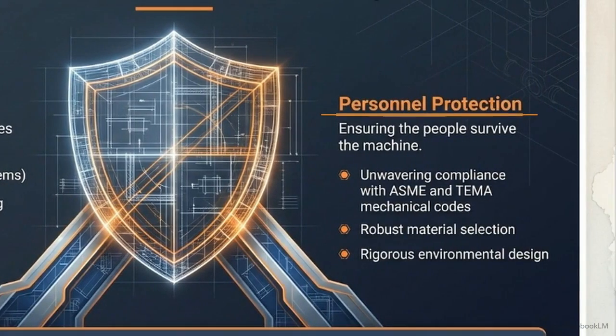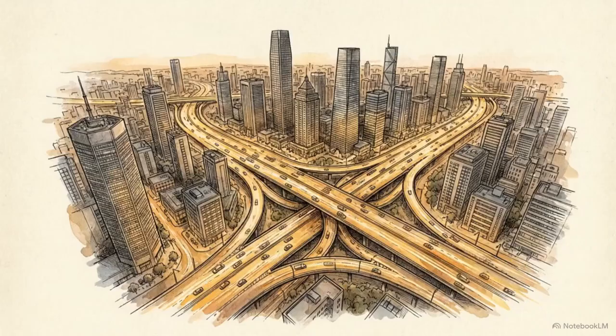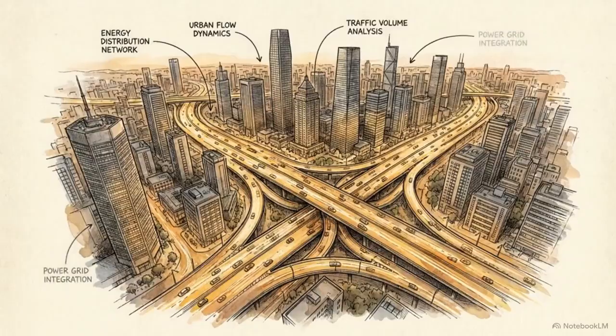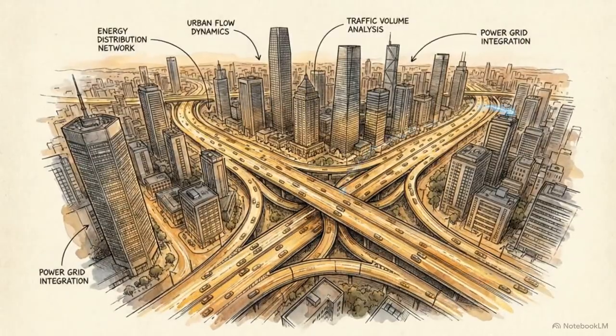This comes down to 3 rules. First, successful engineering is a reverse timeline, starting with the end goal. Second, long-term efficiency is pre-calculated by matching every machine to its best efficiency point. And third, safety is a non-negotiable part of the very first blueprint. By following these rules, engineers can build a safely operating plant that transforms raw materials into the power and products that drive our lives every day.